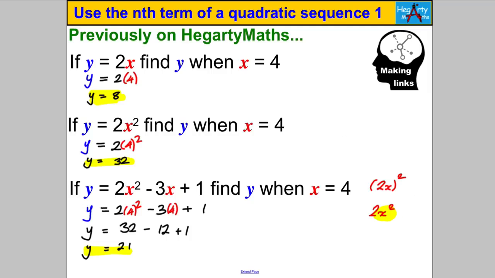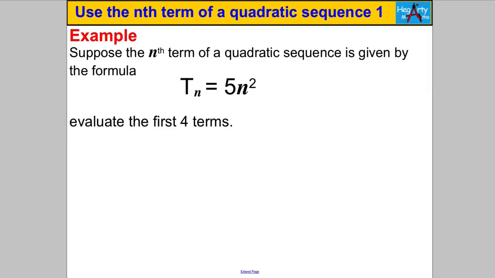Let's get on to doing some actual questions about quadratic sequences and using the nth term. Here's an example. If you feel like you can do it, pause the video and have a go. Well, we're actually given the nth term of this quadratic sequence. We're told that the nth term Tn is 5n squared, and it says evaluate the first 4 terms.